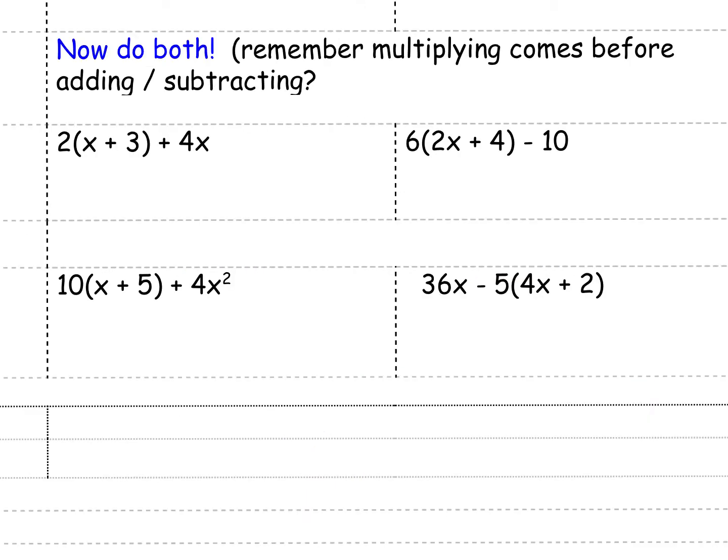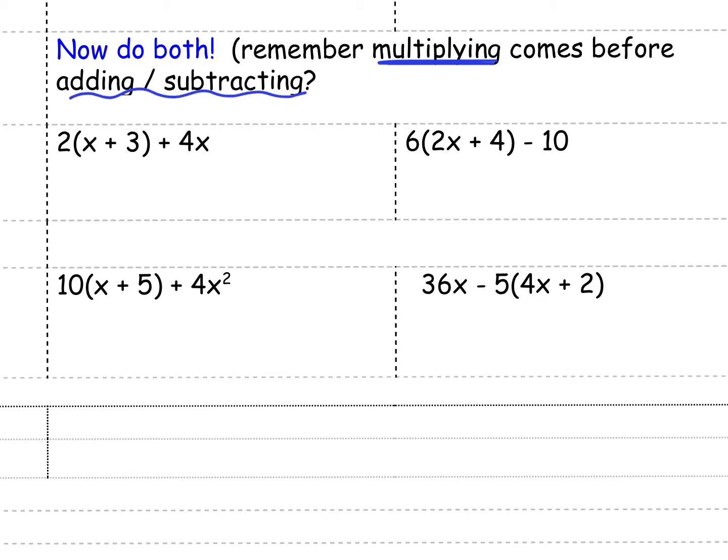Now we're gonna take everything we've learned and put it all together. So we're gonna do distributive property first, then combine like terms. And we always start with distributive property because multiplying is before adding and subtracting in PEMDAS.